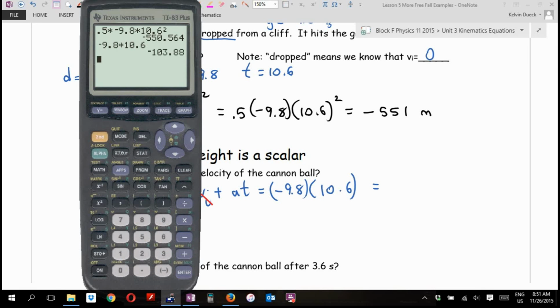I'll call it negative 10.4. Why negative? Because when I hit the ground, what direction am I traveling?